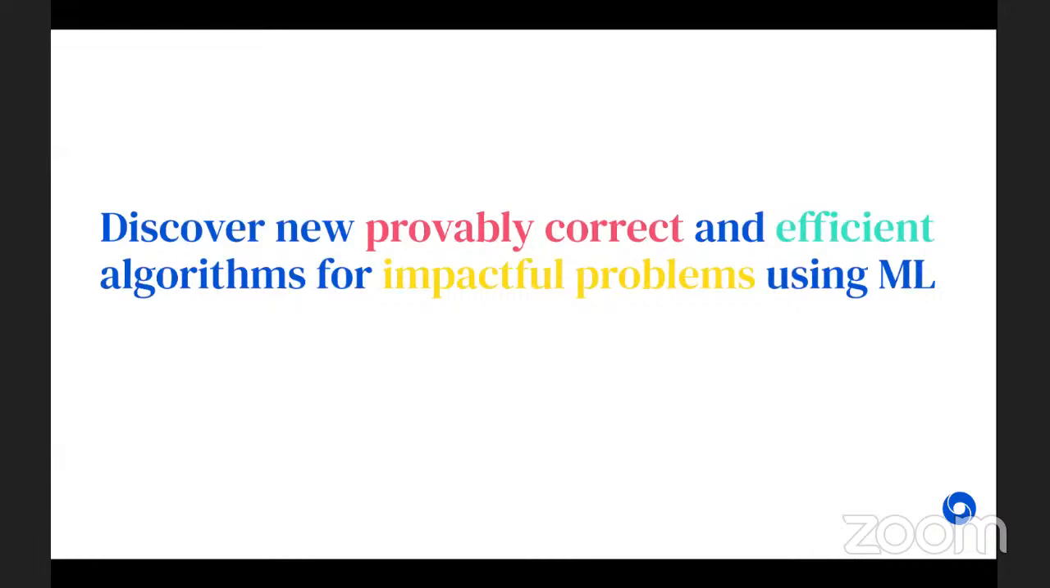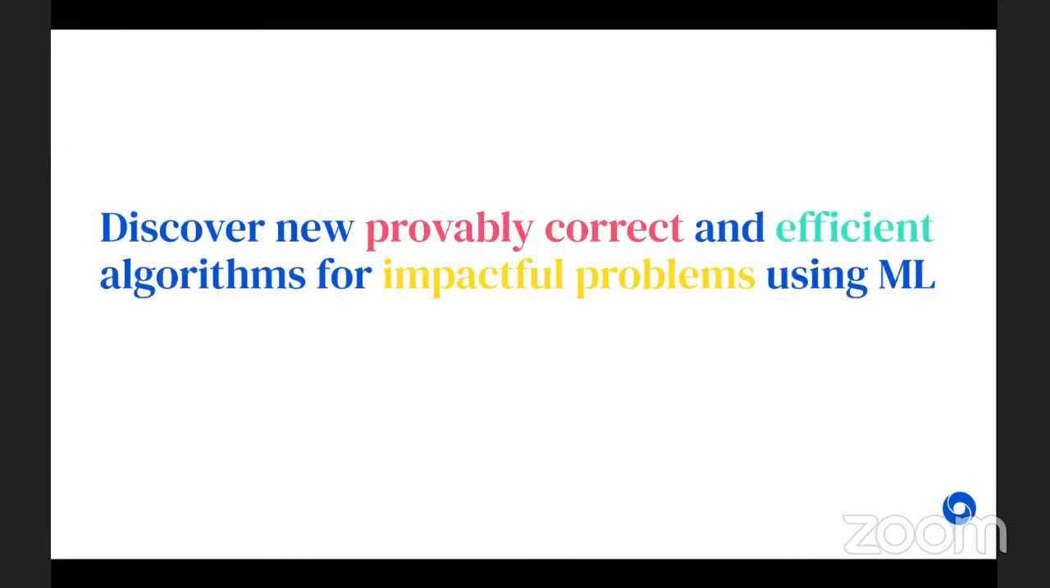And then impactful problems. So we want to focus on what we call root node problems, in the sense that if we are able to find good algorithms for these problems, then this will unlock many other problems, okay? So this was the question that we started with.